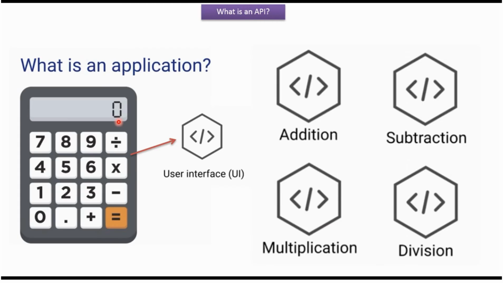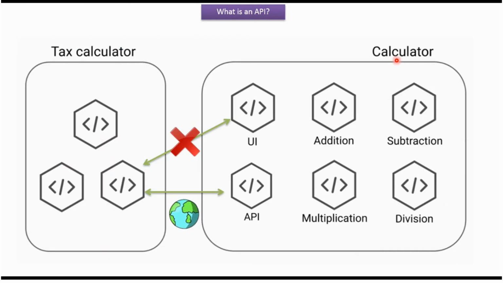So within the calculator application, there will be different programs: for addition, subtraction, multiplication, and division. And how do we call these programs? Using the user interface, the calculator application makes calls to the program and shows the result. So without the user interface, we cannot use the calculator application. Here you can see the calculator application. It has programs like addition, subtraction, multiplication, and division.